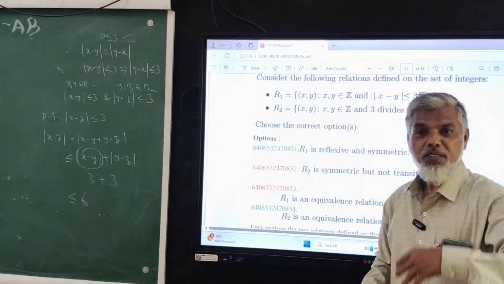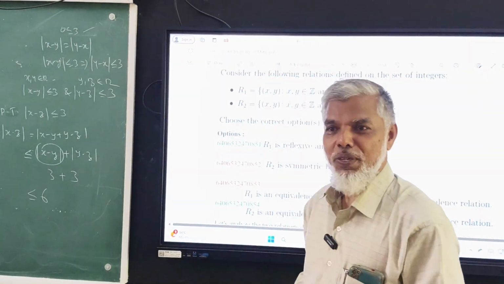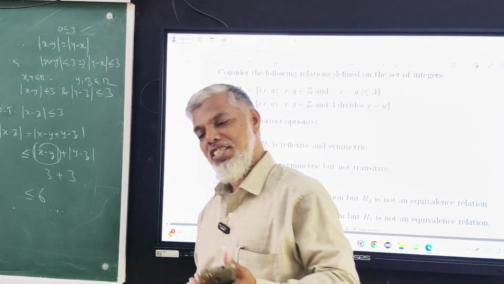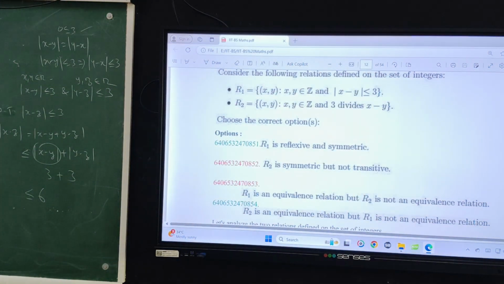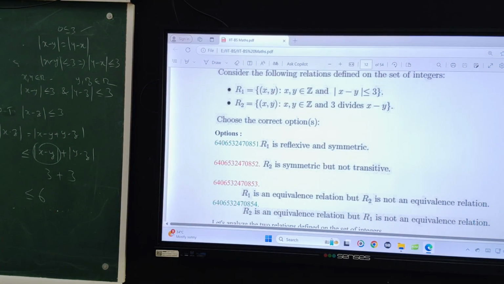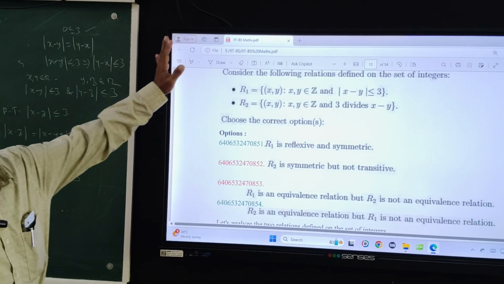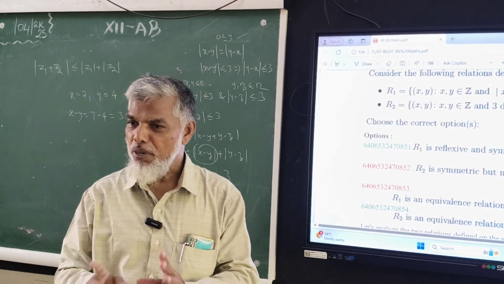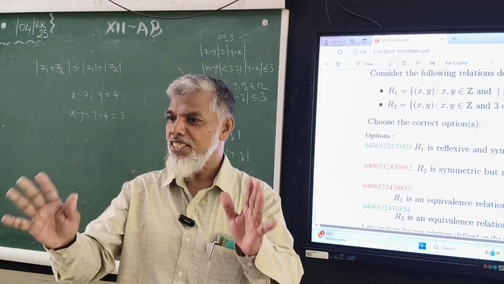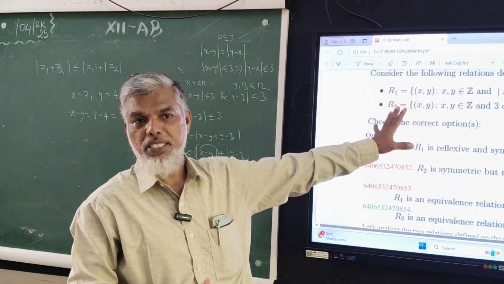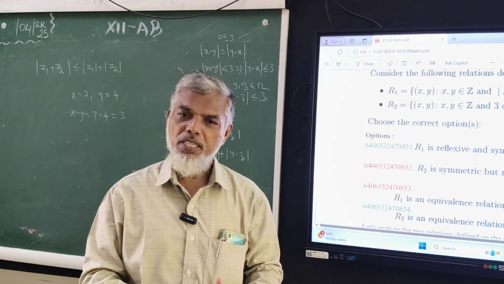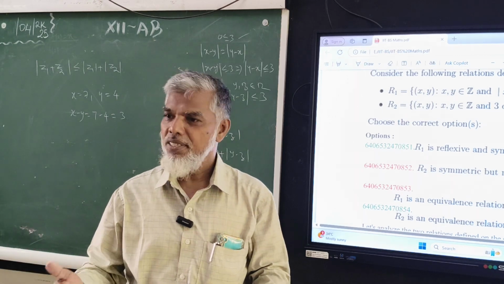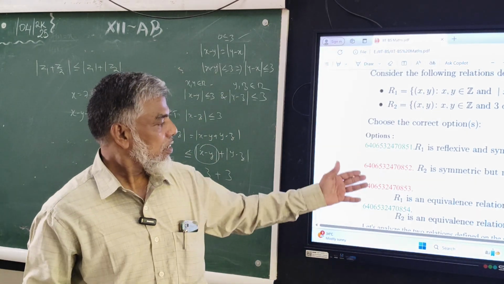What about transitivity? If 3 divides x minus y and 3 divides y minus z, can you say that 3 divides x minus z? Yes. Anyway, we will have it in the next class. These are the concepts we studied, and just one problem related to sets and relations. This type of question will be asked. Sometimes it may be easier or sometimes tougher. It depends on your luck.